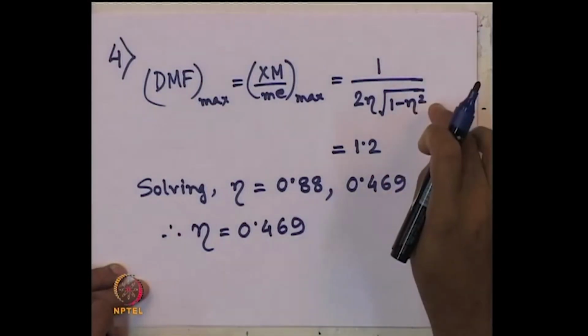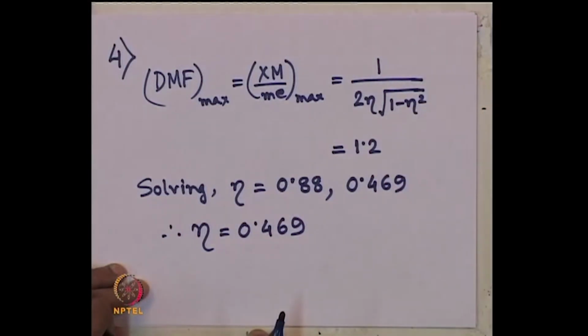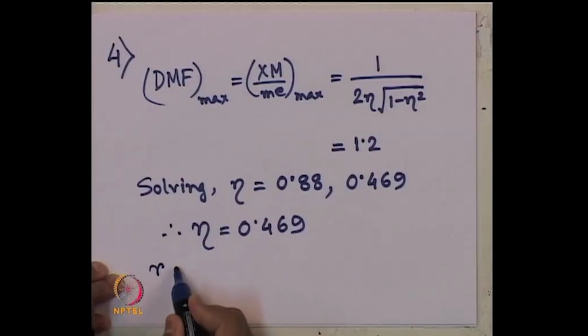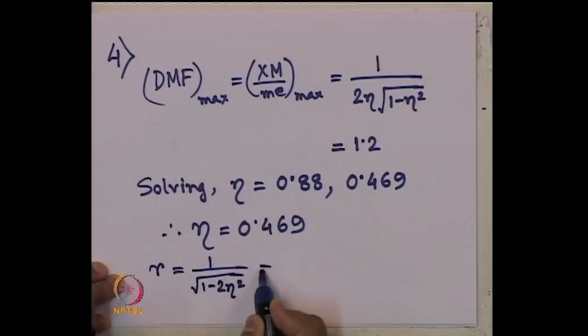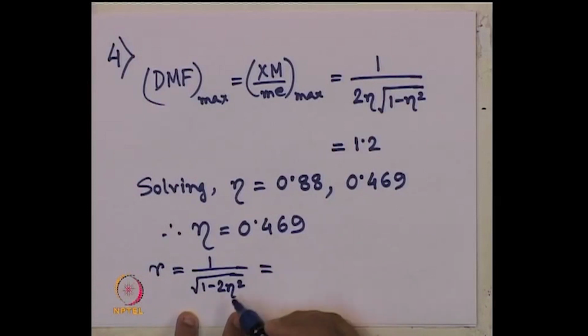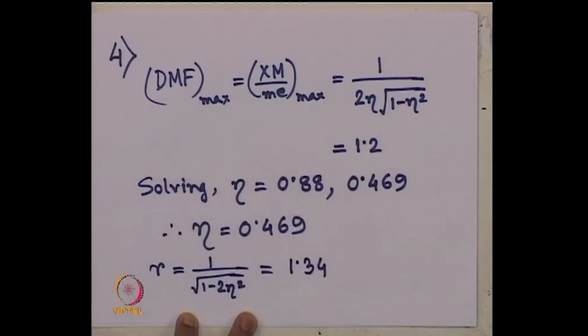Now, where does this maximum DMF occur for a rotating mass type machine? It occurs at frequency ratio r equal to 1 by root over 1 minus 2 eta square. Fine. Now, we know this is our design value of eta. So, put it here, and we will get the frequency ratio as 1.34. So, this was our old system.